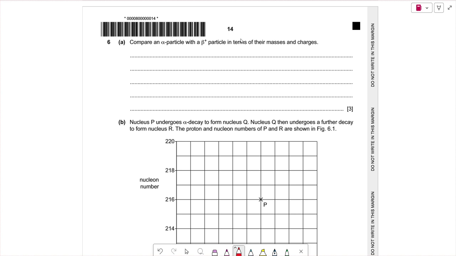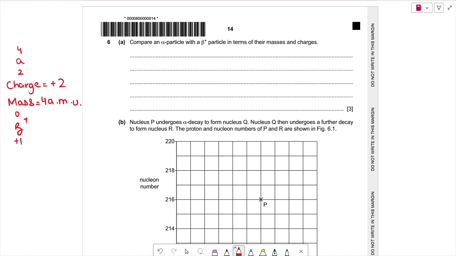In question number 6, part A, compare an alpha particle with a beta positive particle in terms of their masses and charges. So, the alpha particle is similar to that of the helium nucleus with a charge of plus 2 and a mass of 4 AMU. So, it has a charge of plus 2 and it has a mass of 4 AMU or atomic mass unit.